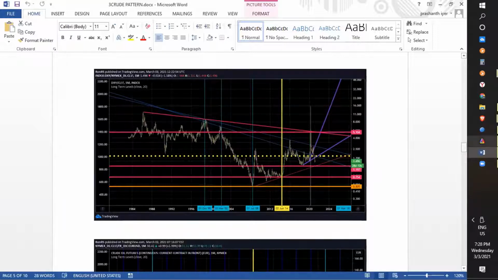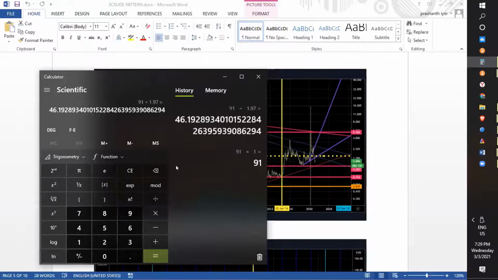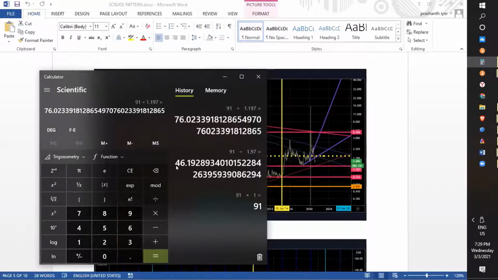Now, if 1.19 is actually the ratio of DXY to NYMEX, let's say the dollar doesn't do anything. Most of the currencies don't move. Probably it's a 90 to 95 range. So let's assume it's 91. 91 divided by 1.197. How much is that? What's the immediate target? That's $76. So it's like $60. You get 30% just like that.